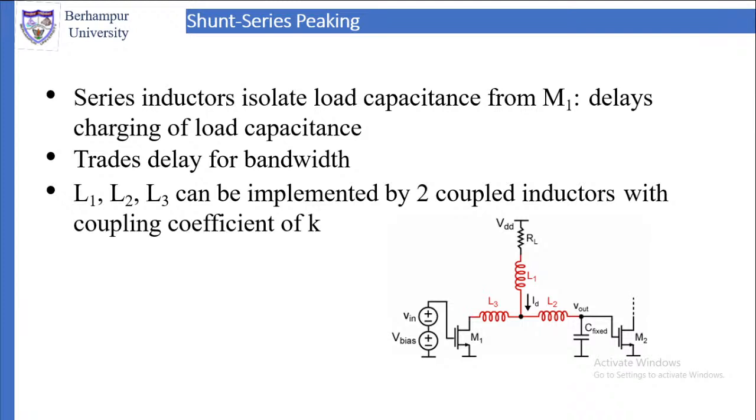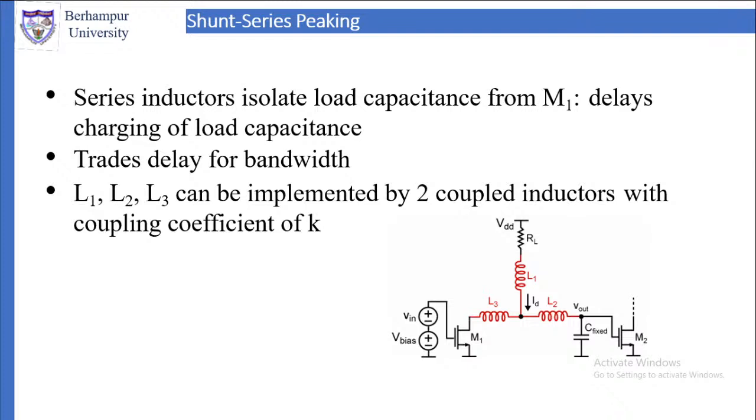By biasing, what you do is you fix the Q point such that the excursion is within the load line, and the transistor operates in its linear region. So if it goes beyond the linear region, it will not operate as an amplifier. So it operates within the linear region. That is what we ensure.